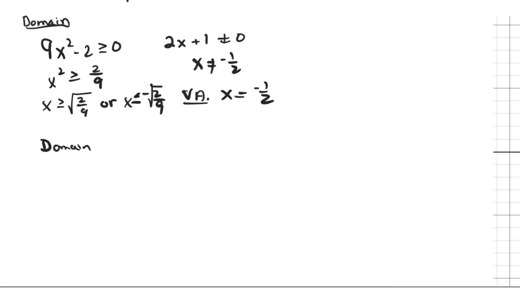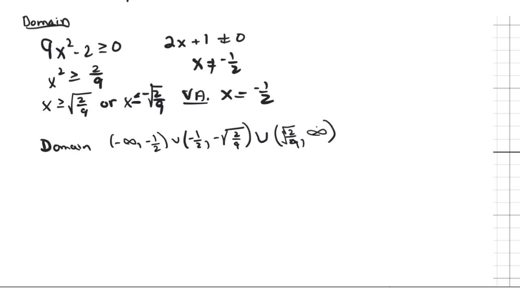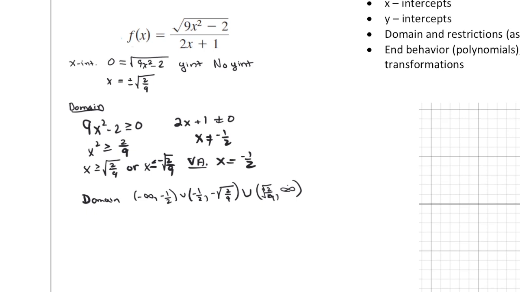So our domain is traveling from negative infinity to negative 1/2, not including the negative 1/2, union negative 1/2 to negative square root of 2 over 9. We're going to skip part of the graph between negative root 2 over 9 and root 2 over 9 and rejoin the graph from root 2 over 9 all the way to positive infinity. So the domain makes this a very interesting problem.